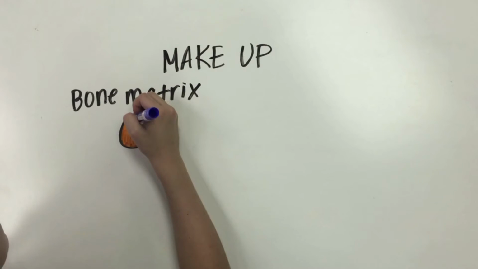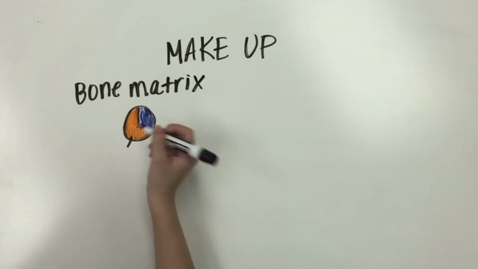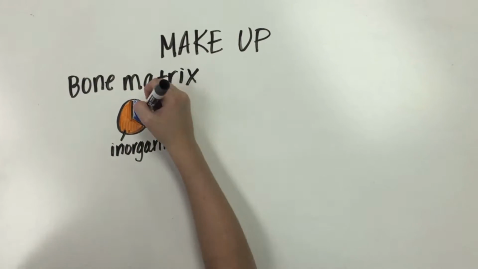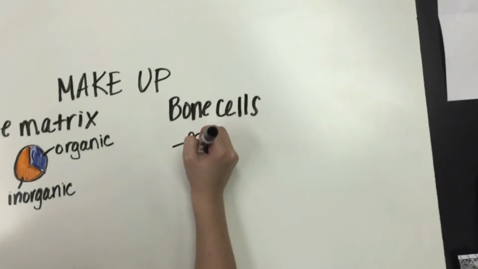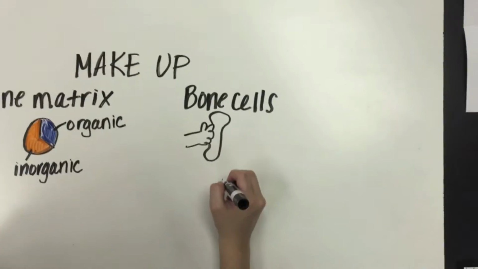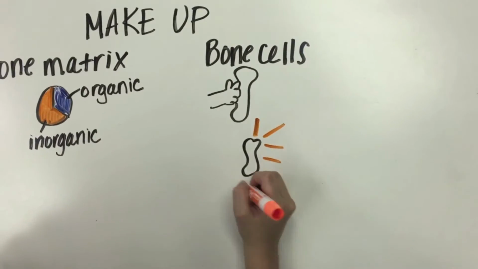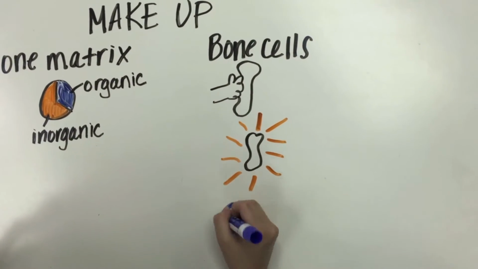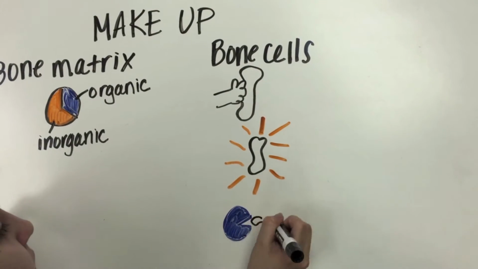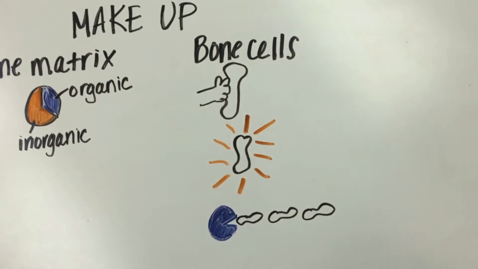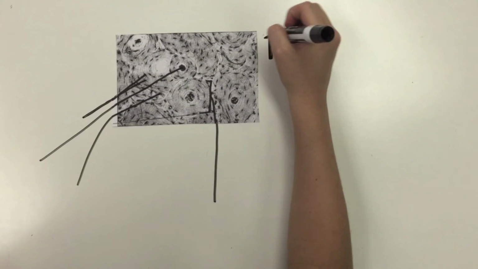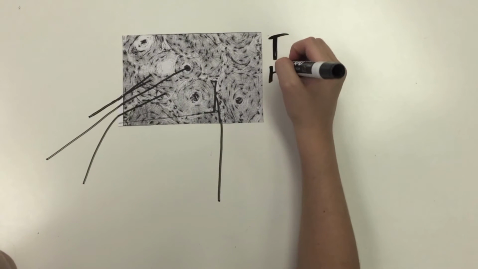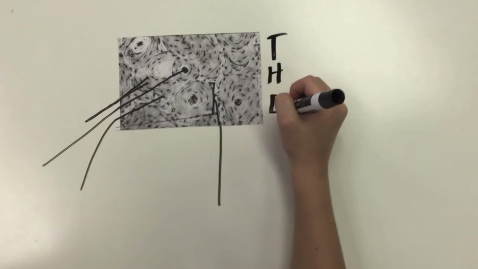35% of this matrix is organic, composed of collagen and proteoglycans, and 65% is inorganic, composed of hydroxyapatite. Bones are also made of bone cells, categorized as osteoblasts, which create, osteocytes, which maintain, and osteoclasts, which destroy. Bone cells are constantly destroyed and rebuilt in a process called remodeling. This encourages healthy bone composition and strong bones.